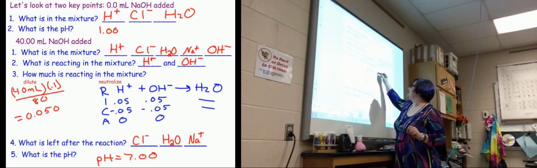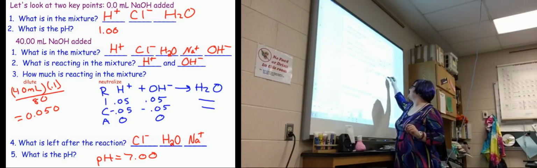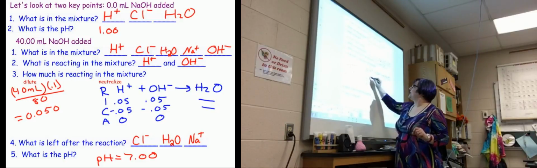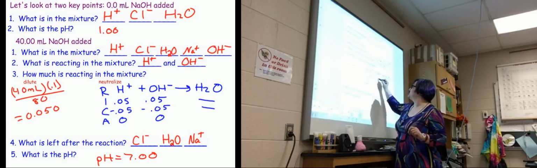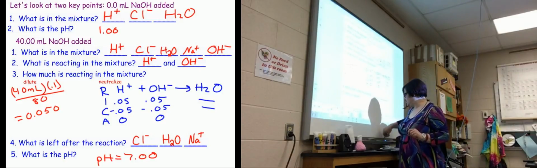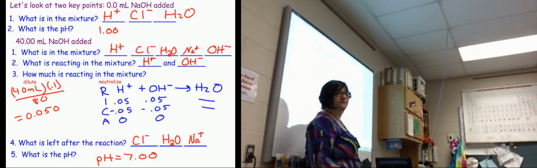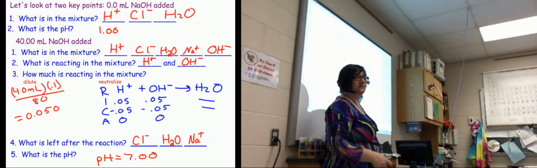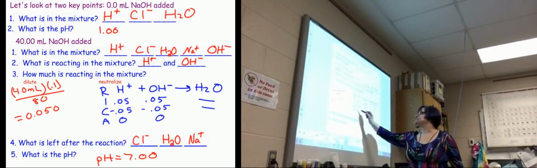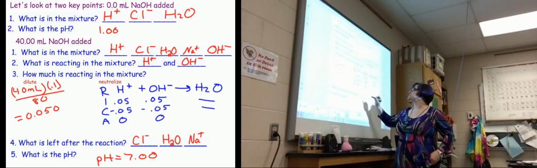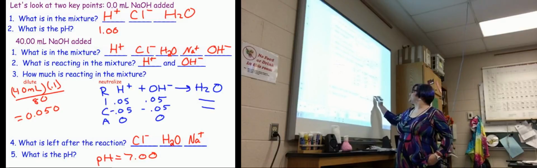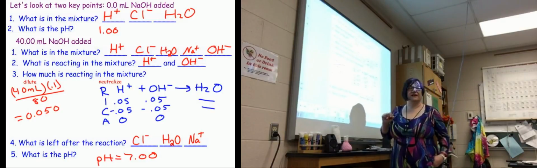So we take the hydrogen and the hydroxide and make them react. And we start with 0.05 of each. And we use up 0.05. So now if we look at the list of 5 things that were in our mixture before, we have no H plus left. We still have Cl minus left. We still have H2O left. We still have Na plus left. But we've used up our hydroxide.